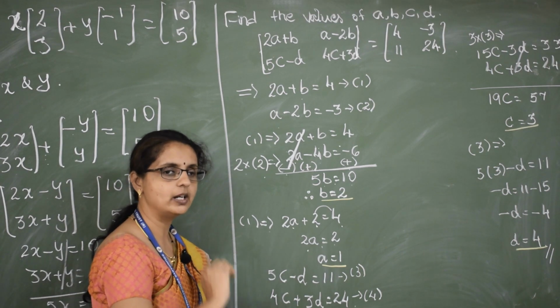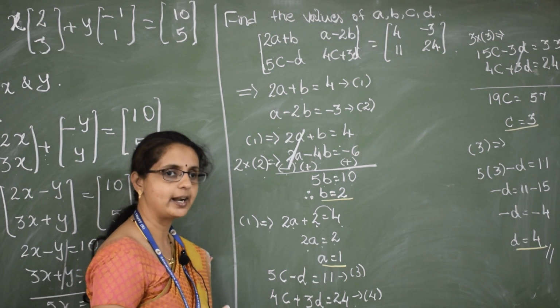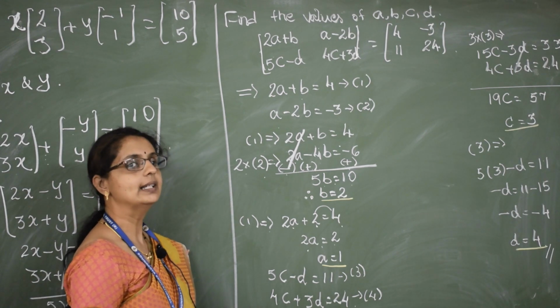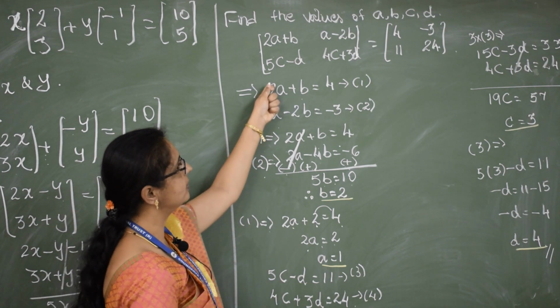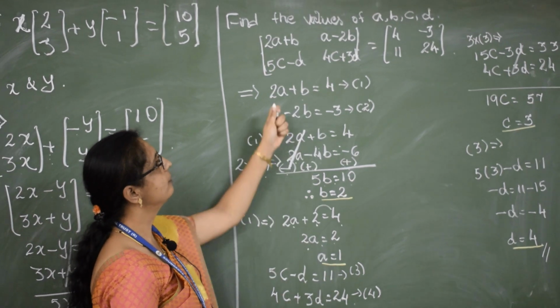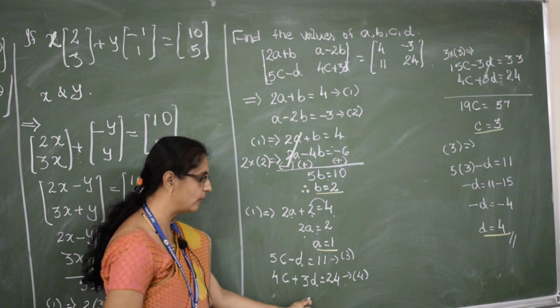The first row has given us two unknowns, the values of A and B. Now let us move on to the second row in order to find the values of C and D. 5C minus D is equal to 11, and its corresponding element 4C plus 3D is equal to 24.